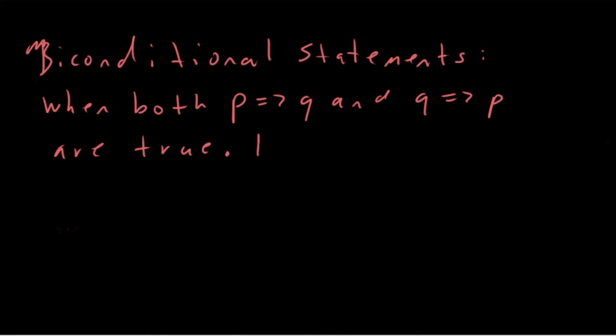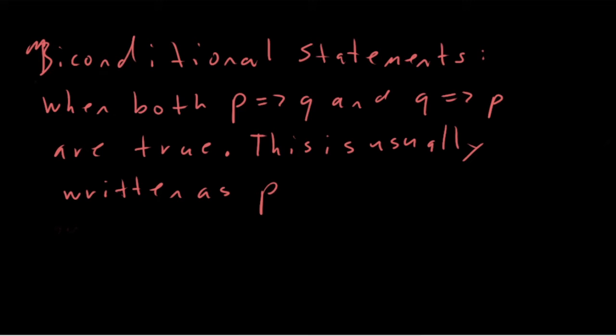And this is usually written as P if and only if Q. That's the little symbol for if and only if. And this is the shorthand for if and only if, IFF.